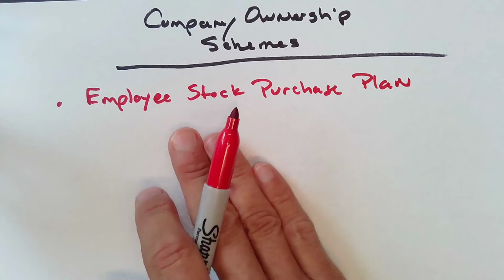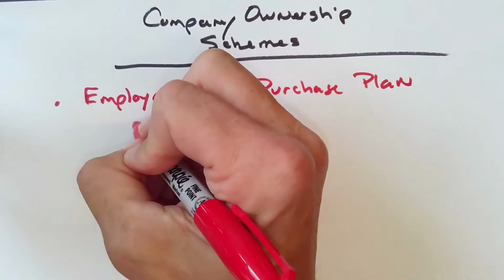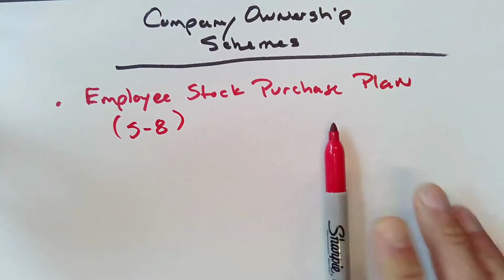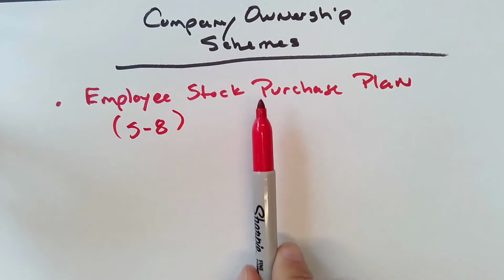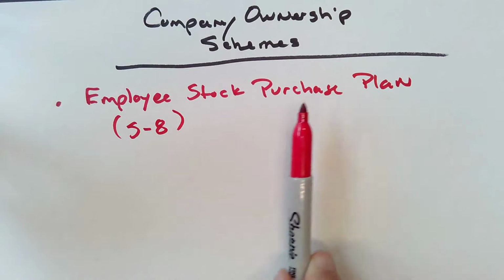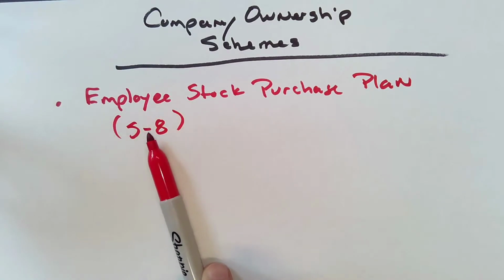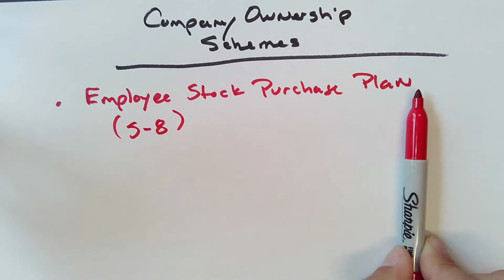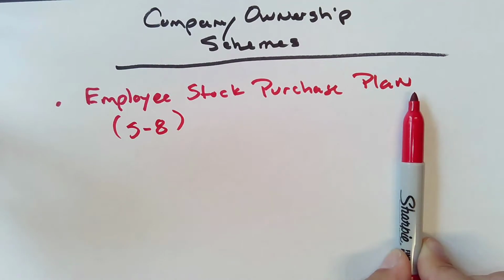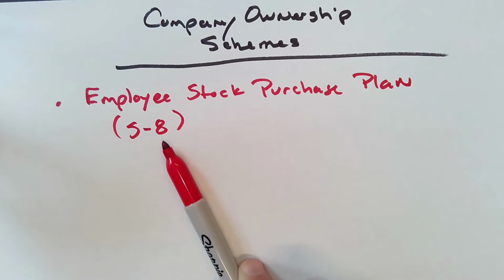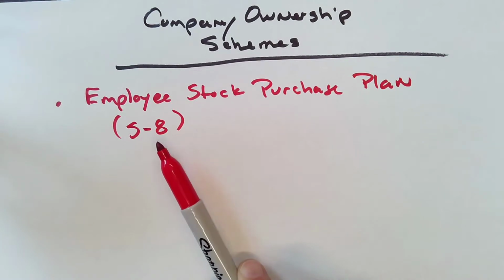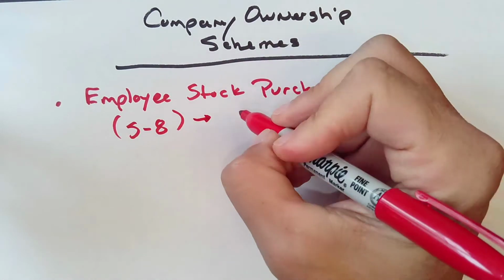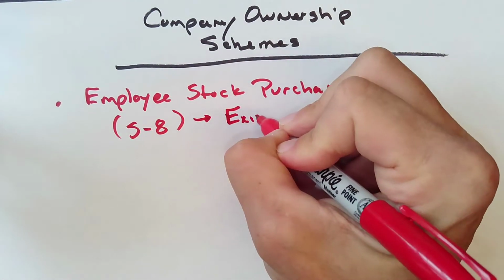And one of the big ones is what's referred to as an S8. And it's related to these types of stock purchase plans where we are allowing employees to buy stock at a bit of a reduced rate. But we have to file this S8. Why do we have to file this S8? Because existing owners want to know what we're doing.